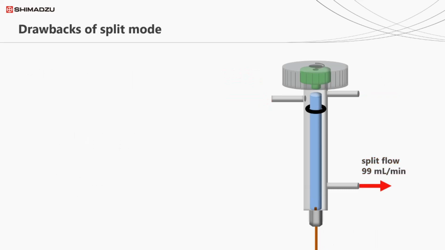The advantages of using a split injection are clear. It allows us to inject samples into capillary columns, while keeping the peak shape nice and sharp. It also allows us to adjust the amount of sample moving onto the column. Now, all of this is great, but the split line does come with some drawbacks.